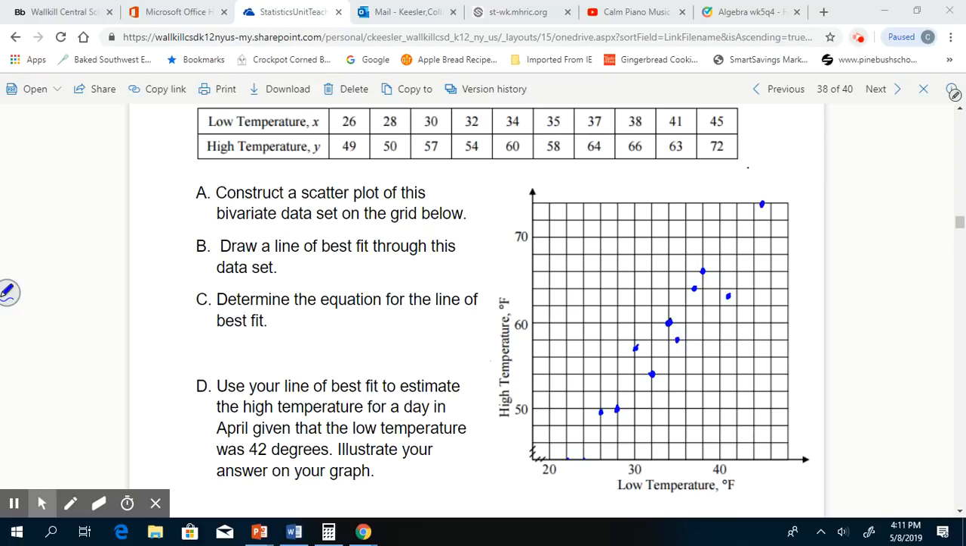So our graph would look something like that. Oh, my 72 is up too high. That should be here.